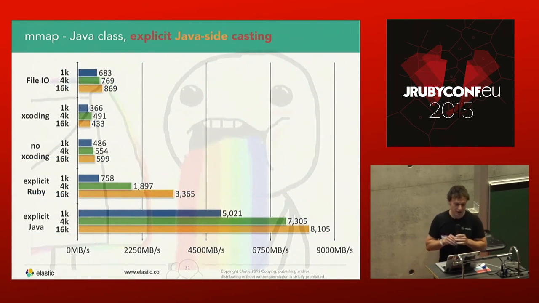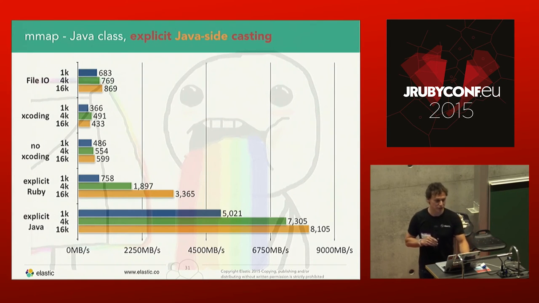Okay, so this is getting really interesting. We can see that we get up to 5 gig per second with the 1K block, and 7 to 8 gig per second for the 4K and 16K. This is very, very good. So we see that the cost of the implicit conversion in JRuby when crossing the world between JRuby and Java is very, very expensive.